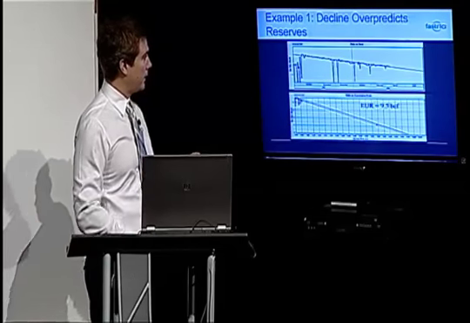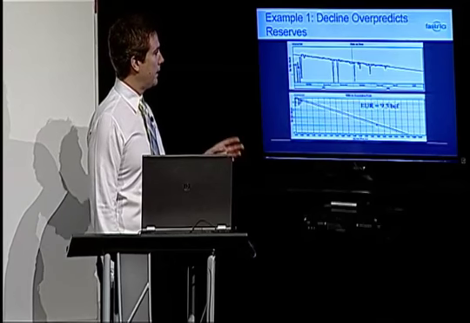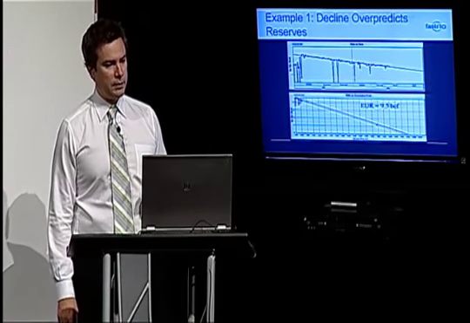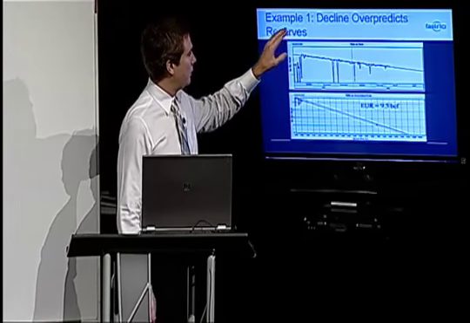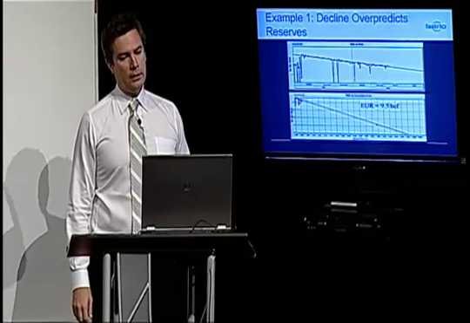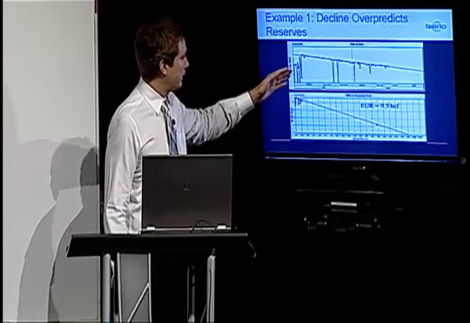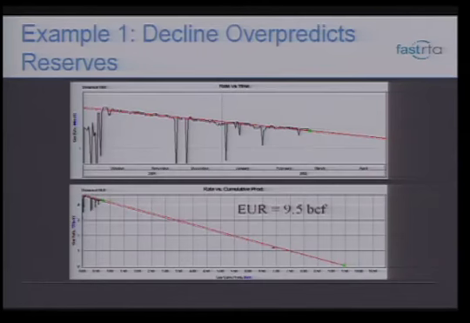All right, so here's an example. In this particular example, I'll give you the answer before we start, but you can keep it in mind as we go: the decline curve is going to overpredict reserves, and you're going to see why in a minute. The screenshot is illustrating a semi-log graph of production rate versus time. This is a gas well, and we have rate versus cumulative production on the bottom.